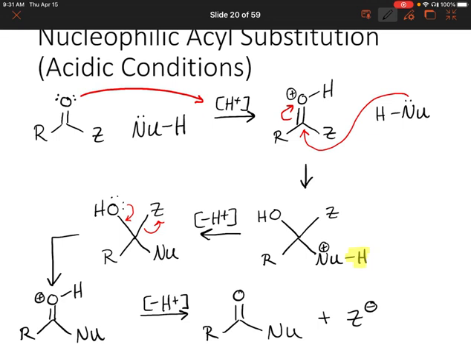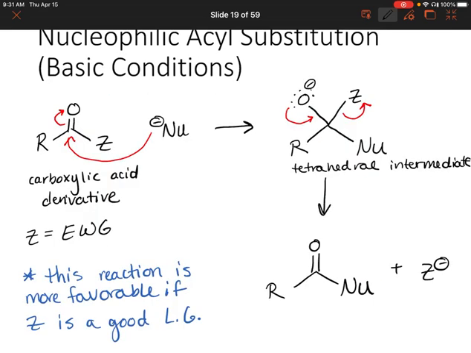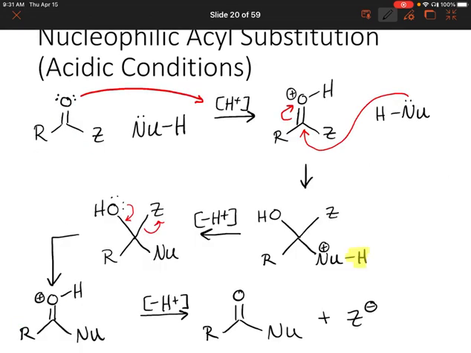Okay, so we get the same product under acidic conditions, but the mechanism is just slightly different. So again, under basic conditions, the nucleophile will attack first. Under acidic conditions, the oxygen protonates itself first.